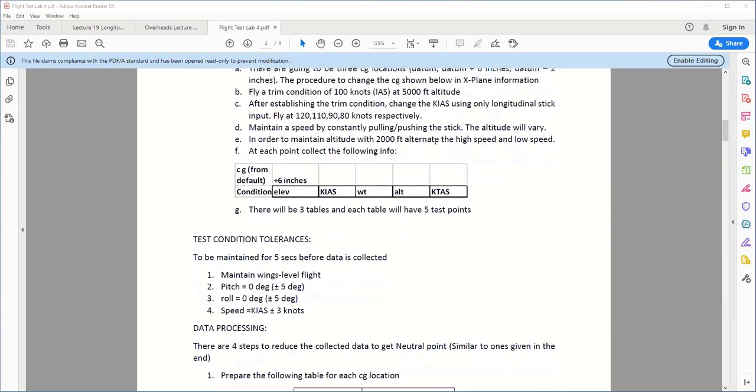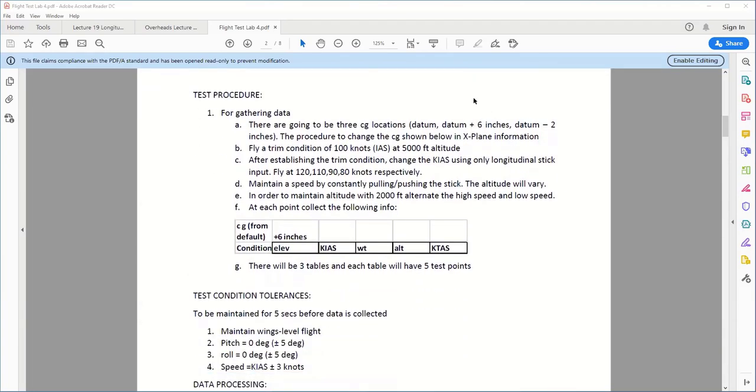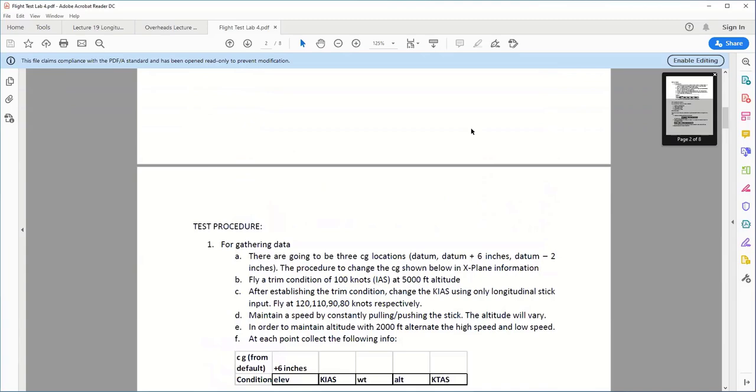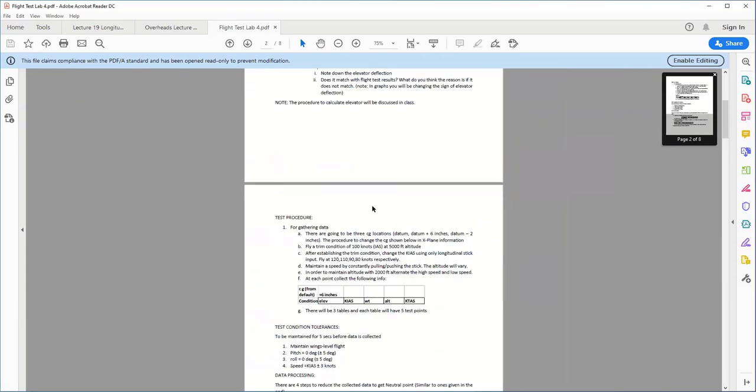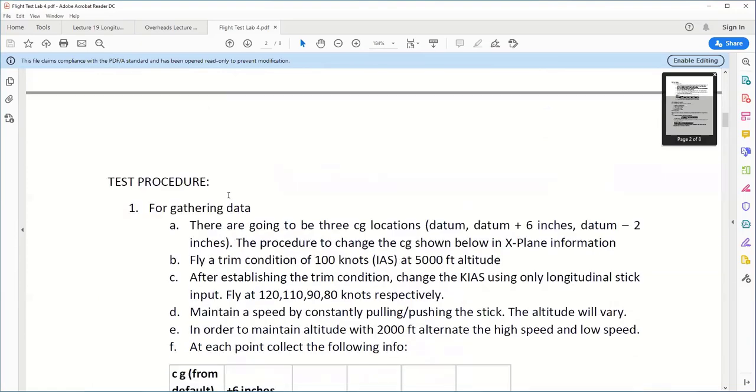Scroll up a little bit with the layout. Oh, I'm trying to zoom in. I don't know why it's not zooming in. Oh, there we go. Okay.